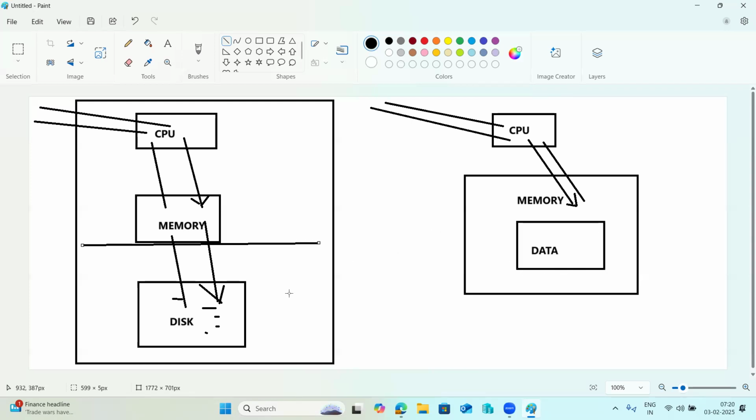So accessing the data from memory is 1 lakh times faster than disk. If you access the data from here, this is 1 lakh times faster than disk. That is what SAP said, it's 1 lakh times faster than disk. Why? Because if the data is in the disk, it will take longer time.